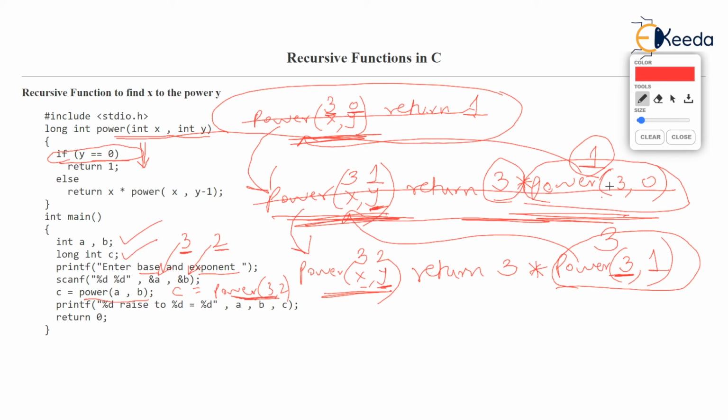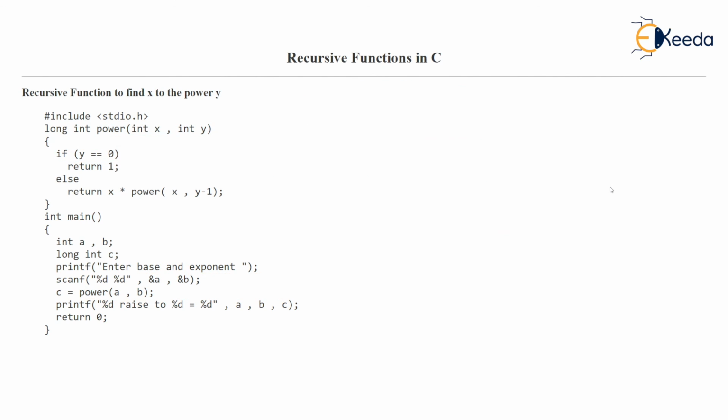The calling function was power 3 comma 2, and now it can return 3 into 3, which is 9, and the function ends returning 9. 9 will be returned in main at this point where I am pointing right now, and c is 9, and hence we have found x to the power y. I hope you are getting into the act of thinking recursively, and more examples will be seen in coming videos. Thank you very much.